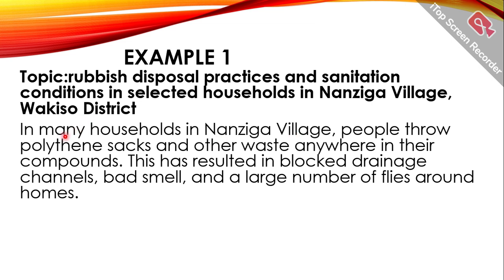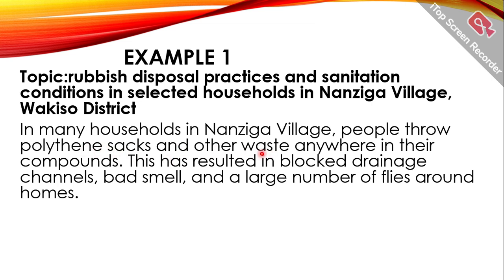So what is the problem? In many households in Nanziga village, people throw, that's a problem, polythene sacks and other waste anywhere in their compounds. That's the problem. So what's the effect? This has resulted in blockage of the drainage channels, a bad smell is coming about, and a large number of flies around homes because of that deposition. So you see there is a cause and there is an effect. What's missing? Are there examples?